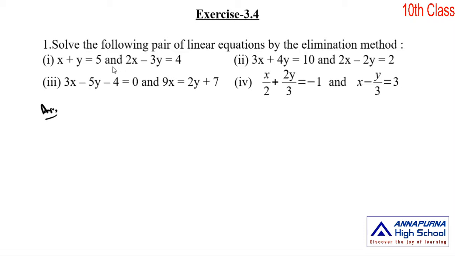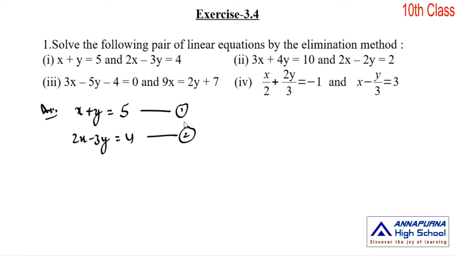Here the first pair of linear equations is x plus y is equal to 5 and 2x minus 3y is equal to 4. So this is the first equation and this is the second equation. And what is the first step in our elimination method? What is the elimination method? In this method we completely eliminate one variable from the given two equations. So first we decide which variable we eliminate. Generally we eliminate the first variable. Here the first variable is x.